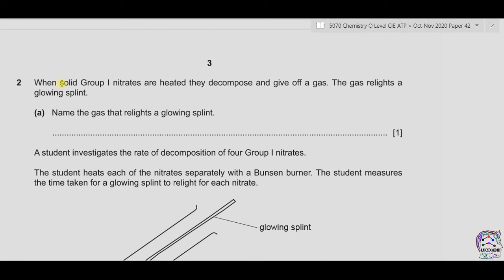Question 2. When solid group 1 nitrates are heated, they decompose and give off a gas. The gas relights a glowing splint. Name the gas that relights a glowing splint. Now you should know that nitrates upon decomposition produce oxygen gas, and it is the oxygen gas that relights a glowing splint. So we can write oxygen.